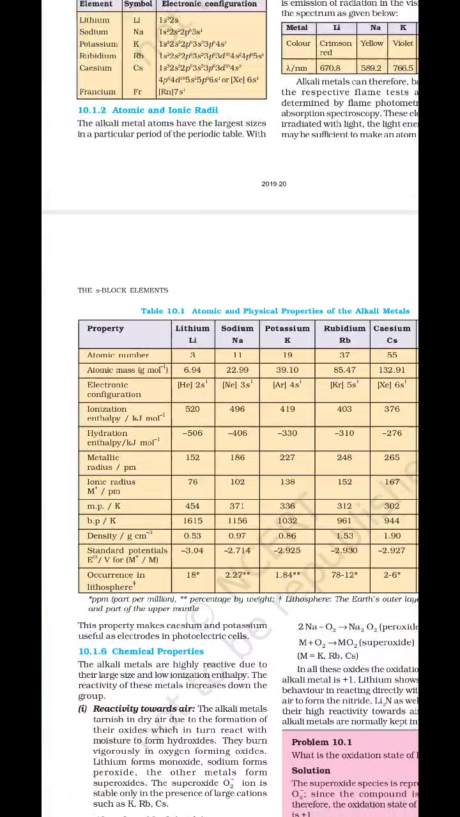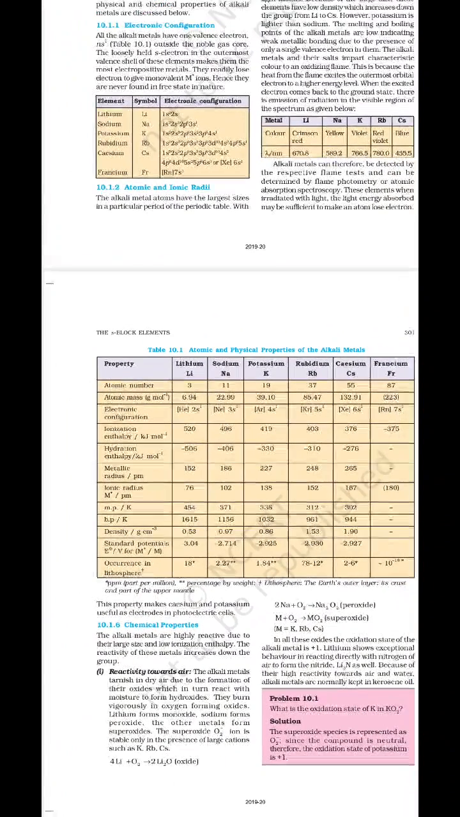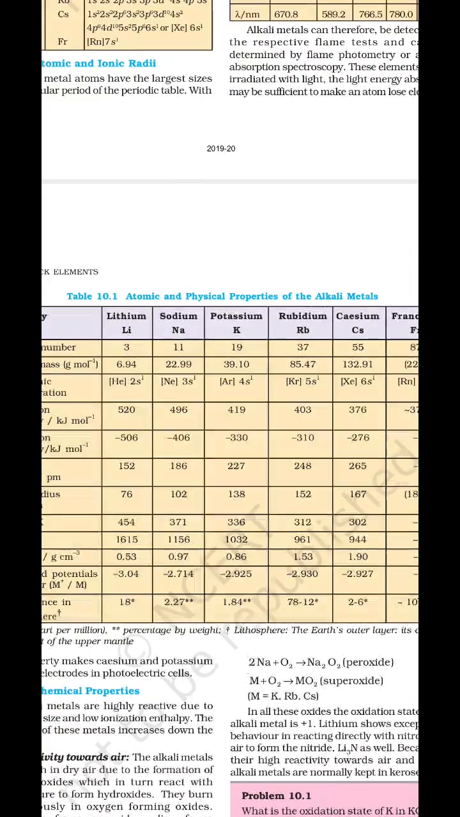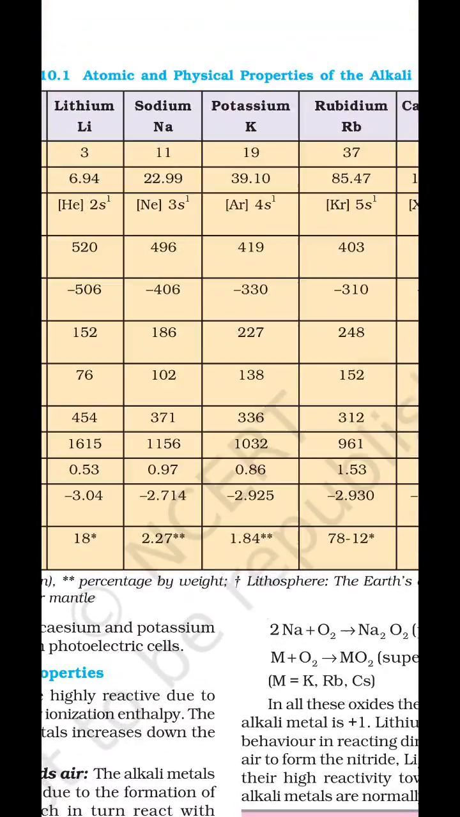What is density? Density is equal to mass upon volume, but as we move down the group, the atomic mass, that is given in the second row, increases, that's why their density also increases. So this is all about the properties which you have already discussed regarding alkali metals. Now comes the next property, that is chemical properties of alkali metals.